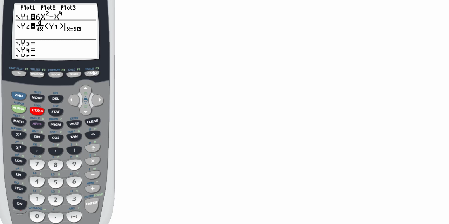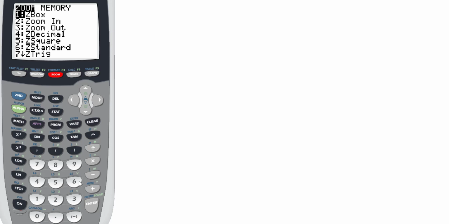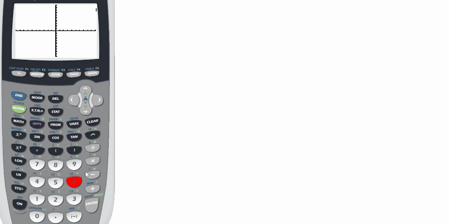Okay, and now when you graph, we'll hit zoom 6, zoom standard, and the TI-84 actually takes a long time. This is going a lot faster if you have the newer version. If you have a little bit older TI-84, it takes forever. Like the color calculator just takes forever.